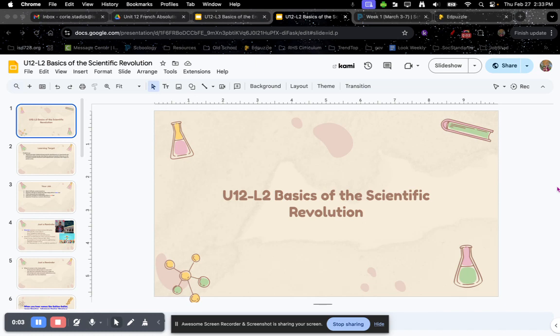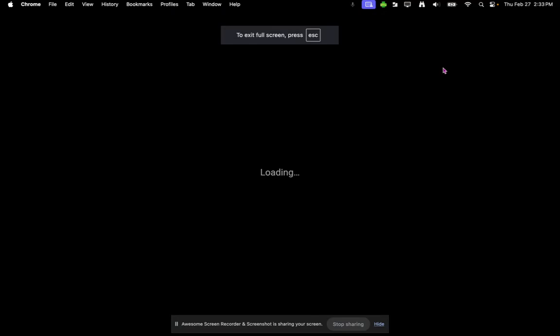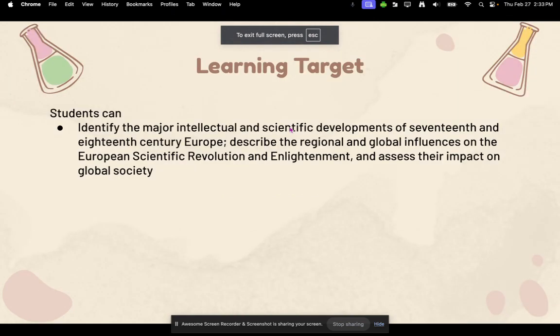Welcome to Unit 12. So, we're going to start off with U12-L2 Basics of the Scientific Revolution. So, I'll be honest with you, Unit 12 is about like the French Revolution. I don't know much about the French Revolution besides what we learn in class. That's why this unit's really Edpuzzle heavy.